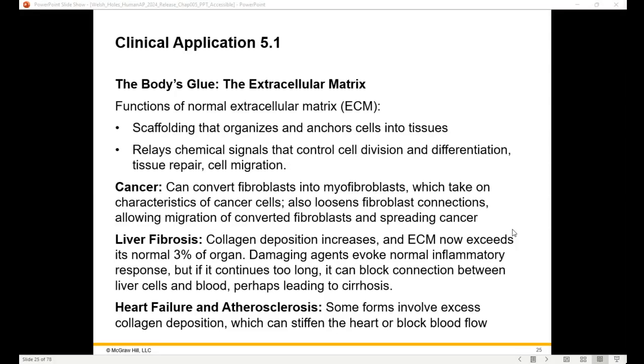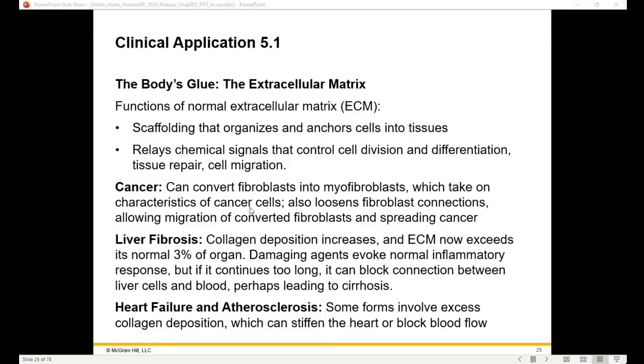Okay, clinical application: the body's glue, the extracellular matrix. Functions of the normal extracellular matrix include scaffolding that organizes and anchors cells into tissues. It relays chemical signals that control cell division and differentiation, and tissue repair and cell migration.